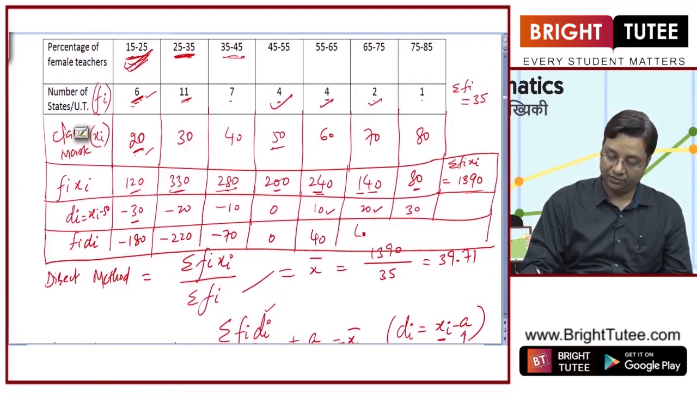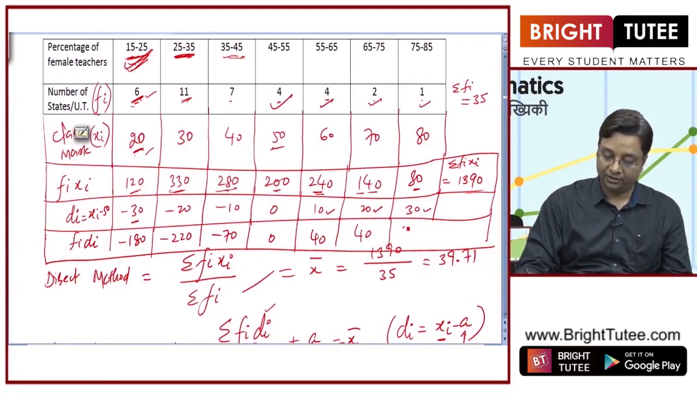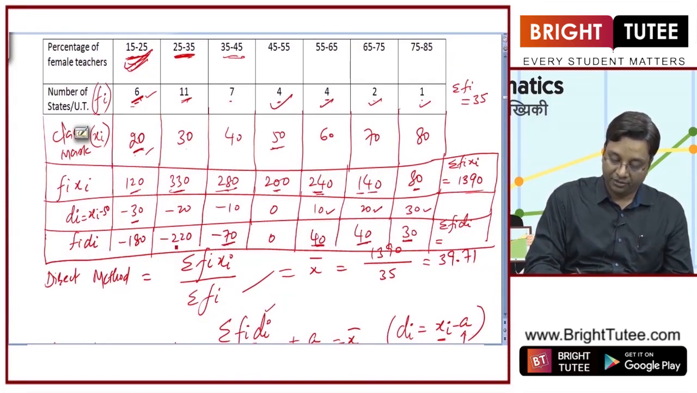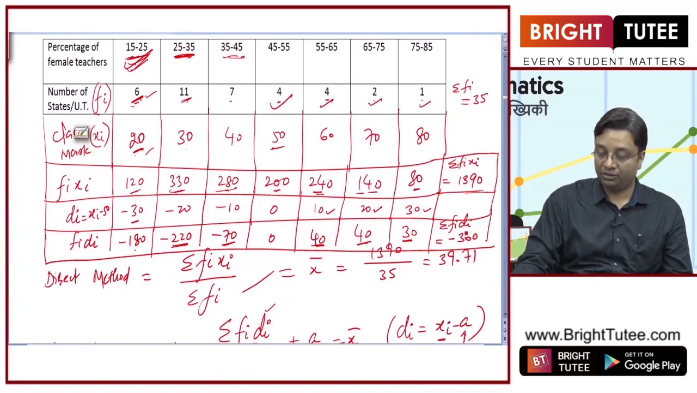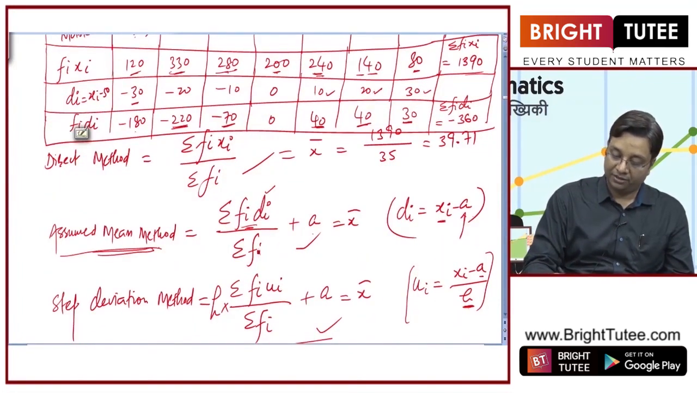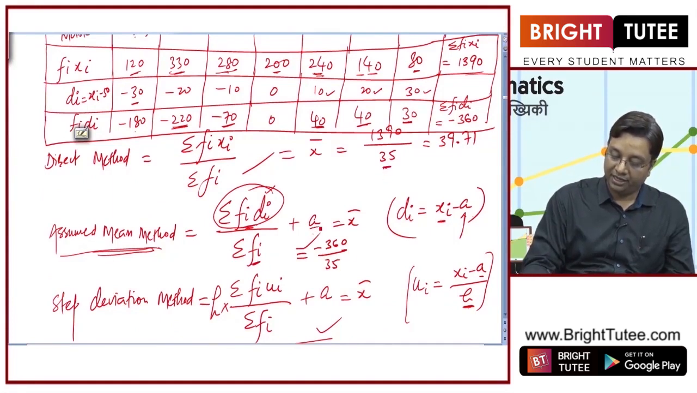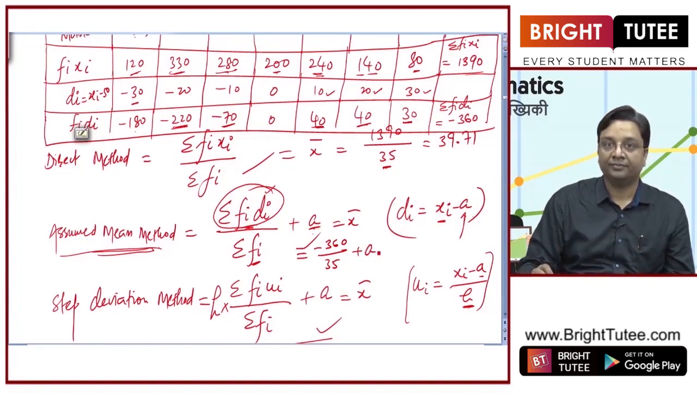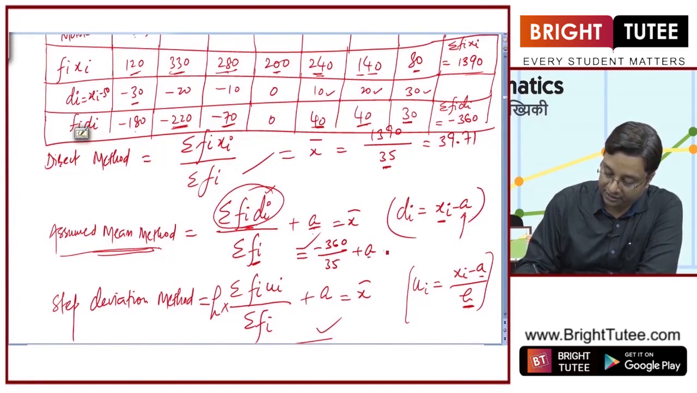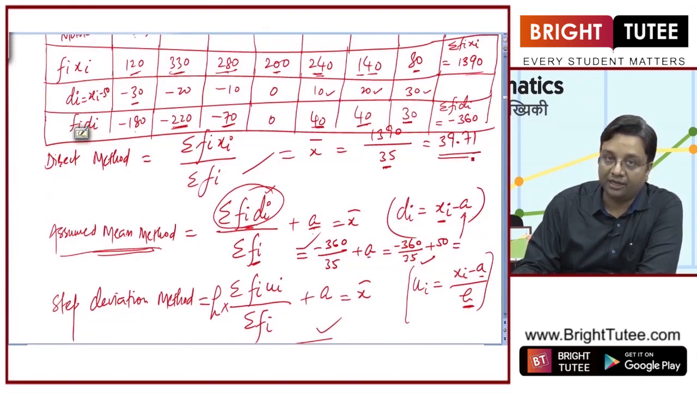2 into 20 is 40, 1 into 30 is 30, and if I calculate sigma fi di, it will be equal to, now see, this 40 plus 30 is 70, 70 minus 70 is 0, this 40 you can subtract from it, it will give me minus 180, then negative 180 is negative 360. So now sigma fi di is minus 360. So I can put minus 360 here. So it will give me minus 360 by sigma fi, which is 35. Then I have to add the assumed mean, which is a, and a is 50 in our case. So minus 360 by 35 plus 50 is our mean. You calculate this, and this will also be 39.71.